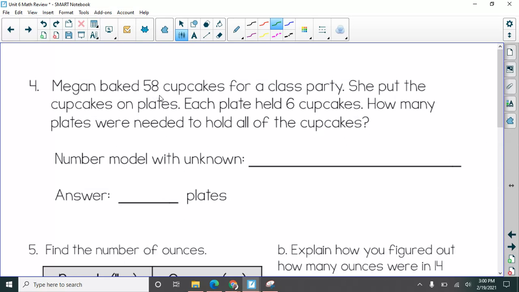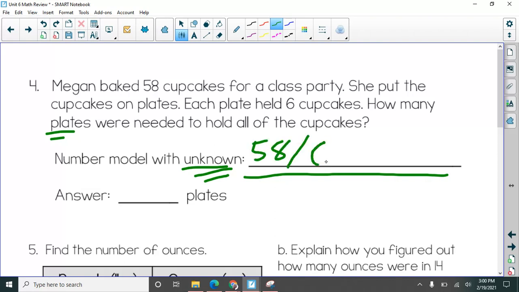Megan baked 58 cupcakes for a class party. She put the cupcakes on plates. Each plate held 6 cupcakes. How many plates were needed to hold all of the cupcakes? First thing I want you to do is to tell me the number model with an unknown, right? Not C. We'll probably make it P for plates. Write me a number model with an unknown. You should have written 58 divided by 6 equals P.